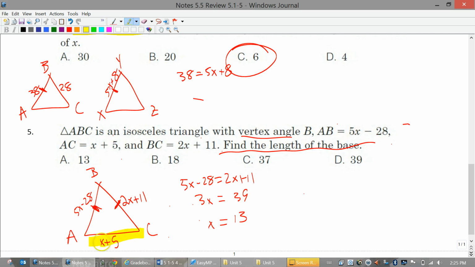The base of the isosceles triangle is the one that's not a leg, the one that's not congruent. So we stick that in there and we get 18. All right, let's jump into the notes now, which is the other sheet that you have.